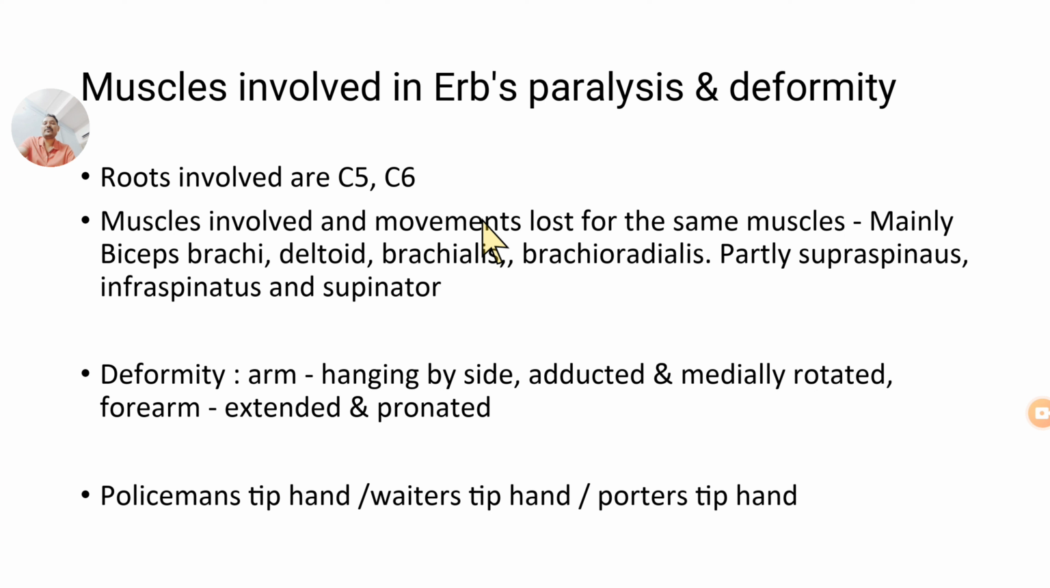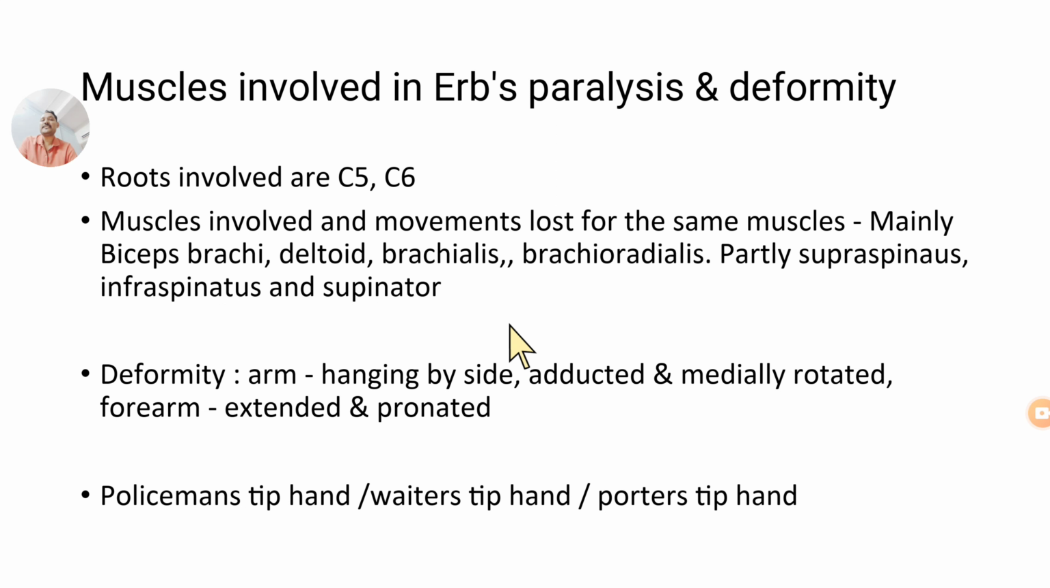What are the deformities? Again, very key important things you have to mention in a short note. The roots involved are C5, C6 mainly. Muscles involved and movements lost are those of the biceps brachii. Upper is upper, remember 5, 6. Generally there is a rule, remember this as a hint: the upper roots supply the proximal muscles. This will hint you some of the root values. The upper roots C5, C6 supply the proximal portion of your limb called the arm. So the arm is basically supplied by C5, C6 roots.